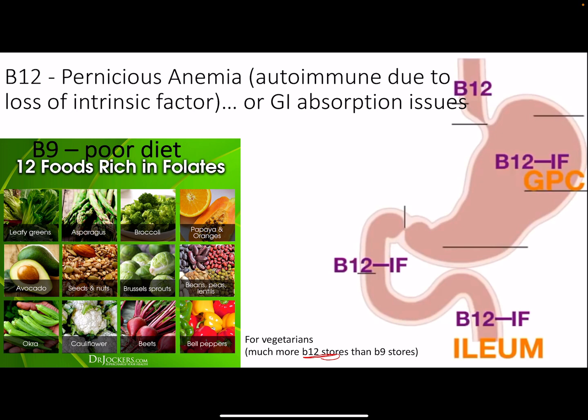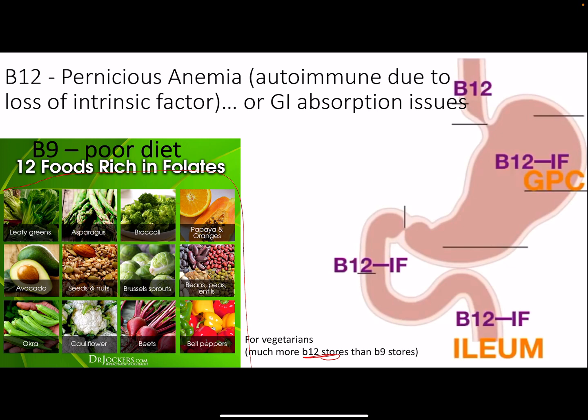B9 is going to be leafy green vegetables, and that might run out in a couple of weeks. So B12, you have years of stores. B9, you only have a couple of weeks of stores. So could be B9 due to a poor diet. More than likely, if it's B12, it's something called pernicious anemia.